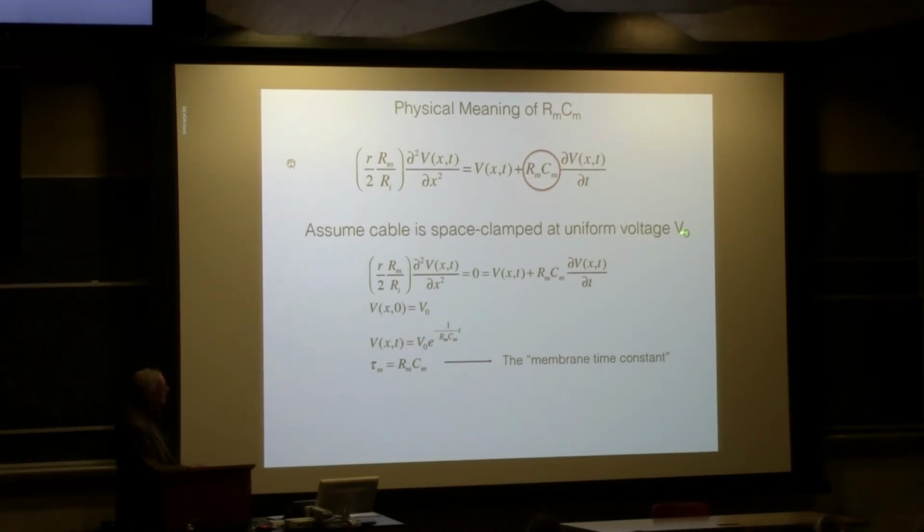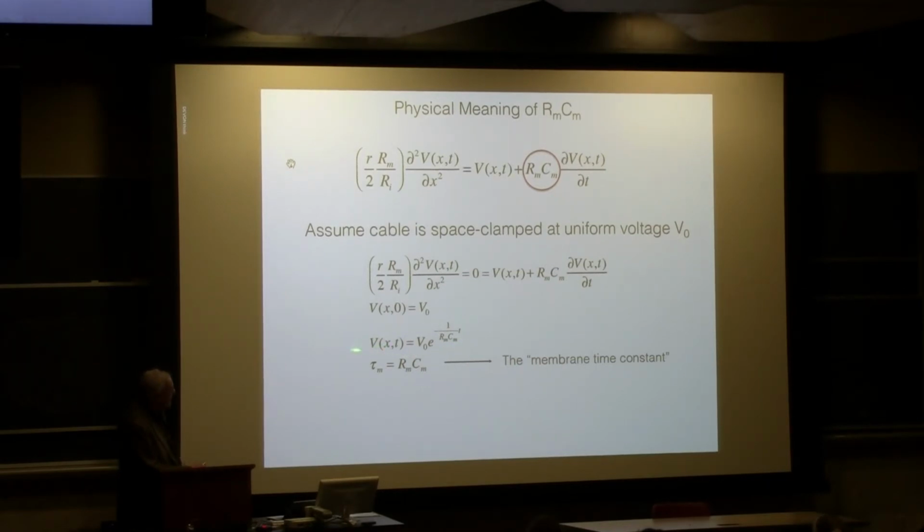It's locked everywhere along the cable at some value V sub 0. So this side of the cable equation, that's 0. And we're left with these terms. And we're left with this initial condition, voltage everywhere along the cable for any x at time 0, that's the initial condition, is V0. Well, so this is just a first order linear constant coefficient differential equation. We know the solution for this equation. We can write it down.